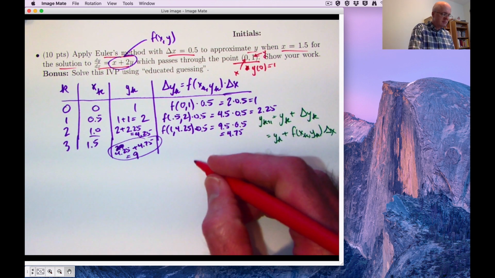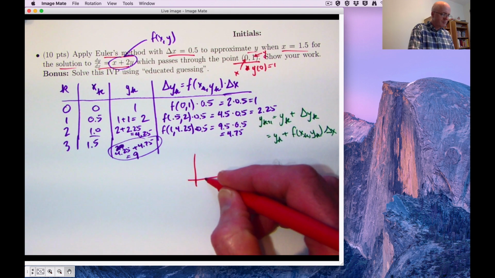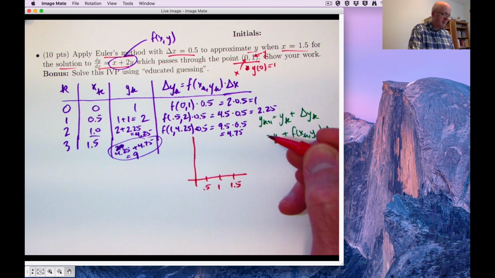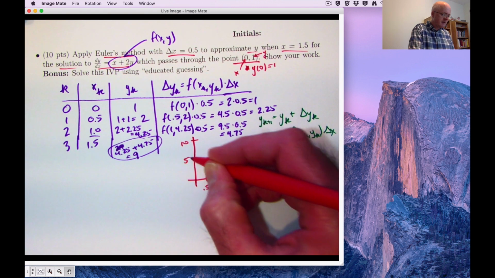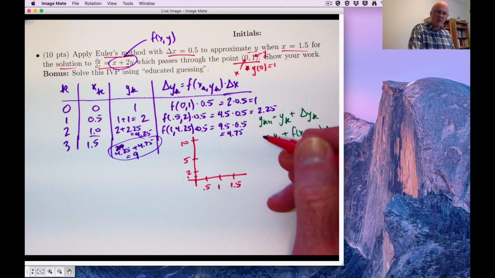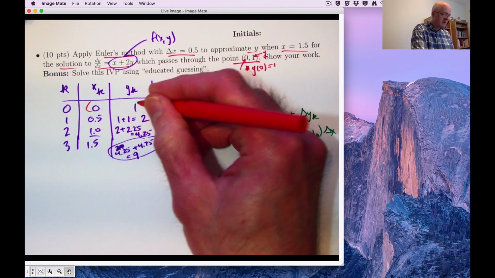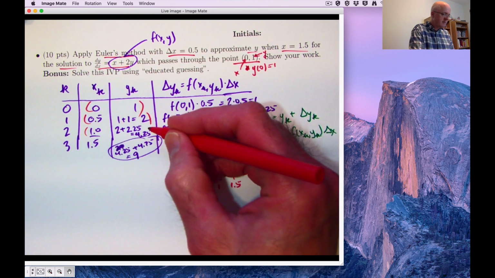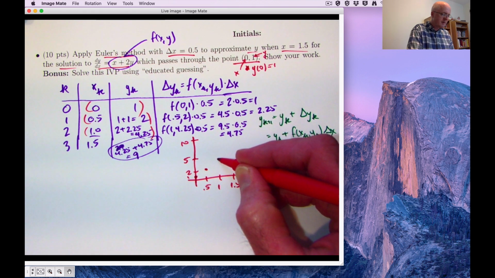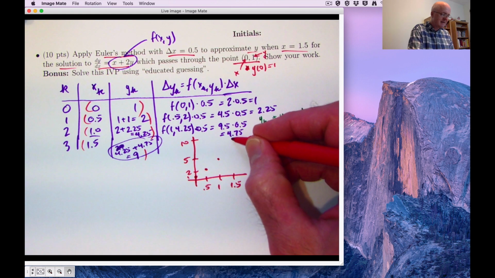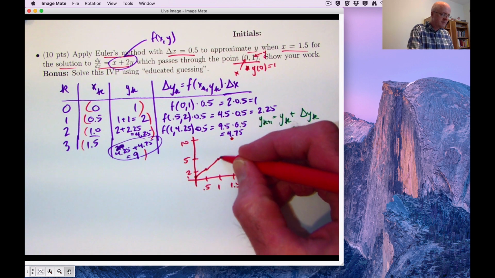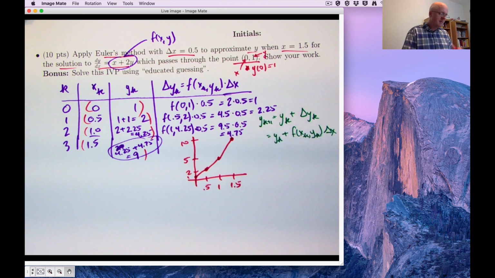Should be able to plot these points too. The scale for y is going to have to be bigger. Let's say 10 is here. 5, 2, 1. When x is 0, y is 1. That's the first point. Second point is 0.5, 2. Third point is 1, 4.25. Last point is 1.5, 9. Then you can connect the dots. It's fine just to connect them with, say, straight line segments. We just want a feel for what the solution looks like. You could connect them with curves as well, though that gets more complicated.